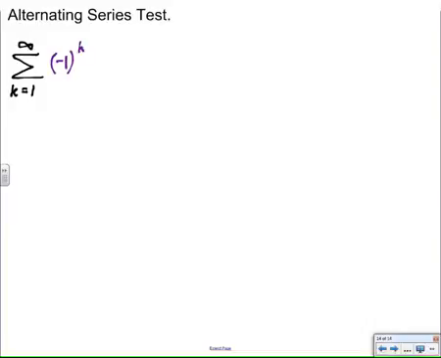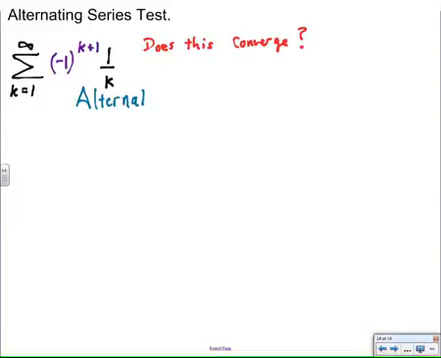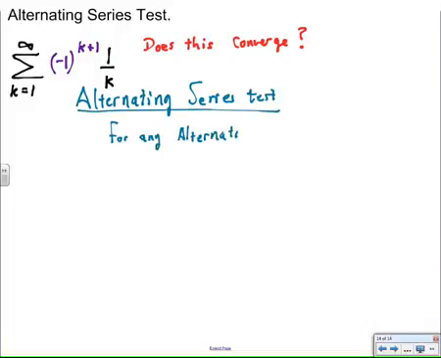It's a fascinating outcome related to alternating series. And the question starts with, does my alternating harmonic series converge or not? So again, it's called an alternating harmonic series. We're going to use the alternating series test. Here's the way the alternating series test works.